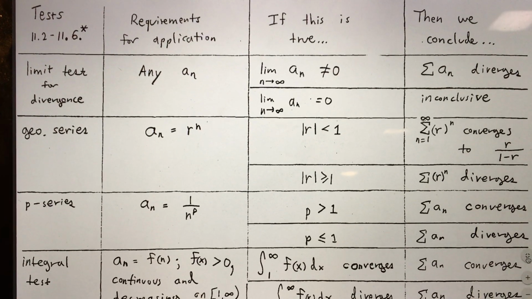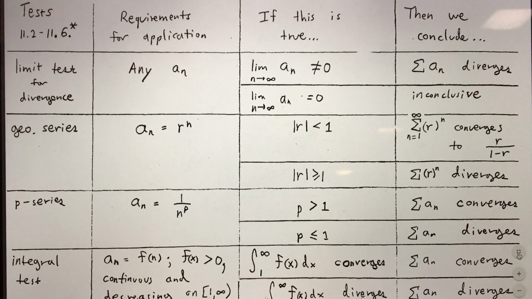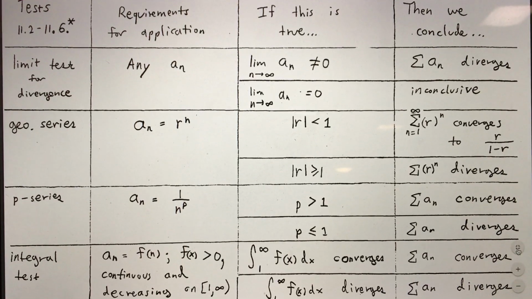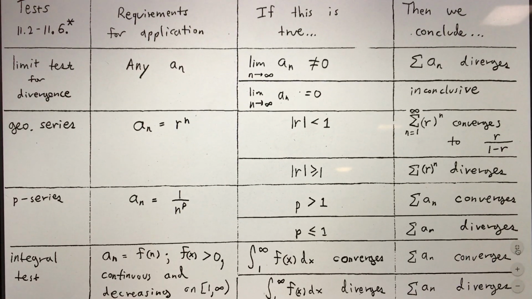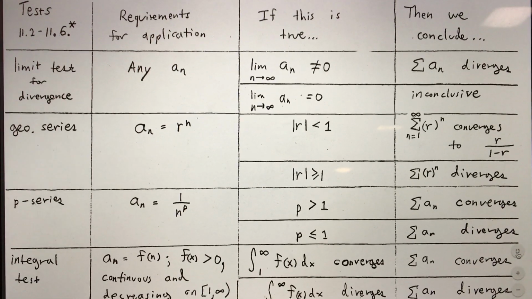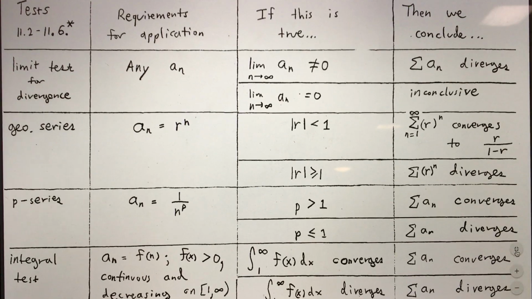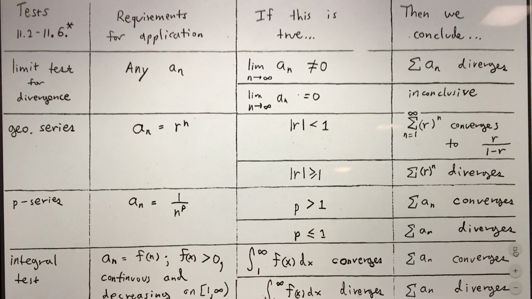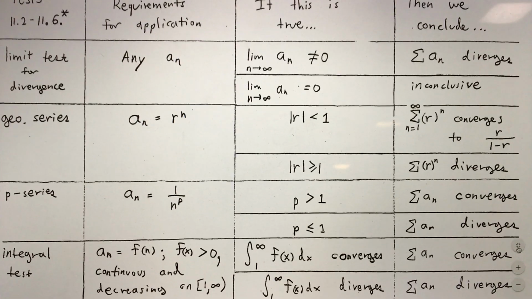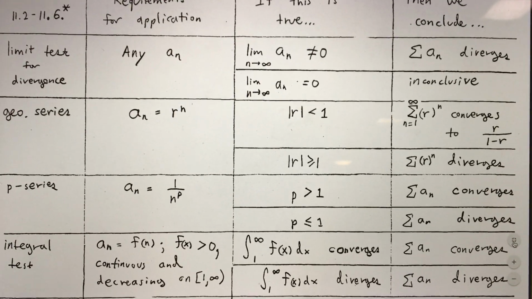Same for p-series. Here, a sub n has to be equal to 1 over n to the p. That's the requirement for application. If it doesn't look like that, it doesn't apply. But then, if it does apply, you can check the p. If the p is greater than 1, it converges. If the p is less than or equal to 1, it diverges. Integral test also works both ways.